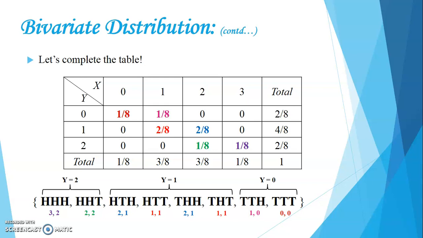You can verify in this table, x is equal to 2 and y is equal to 1. The corresponding probability is given by 2 by 8. Alright. So basically what we are doing in a bivariate distribution is that we are counting the number of pairs that we are observing. Correspondingly, we are writing the probabilities in the table.